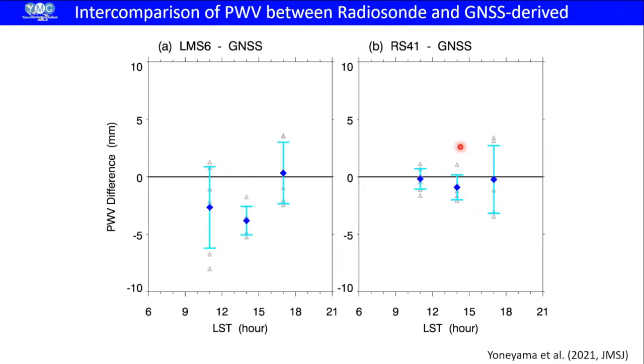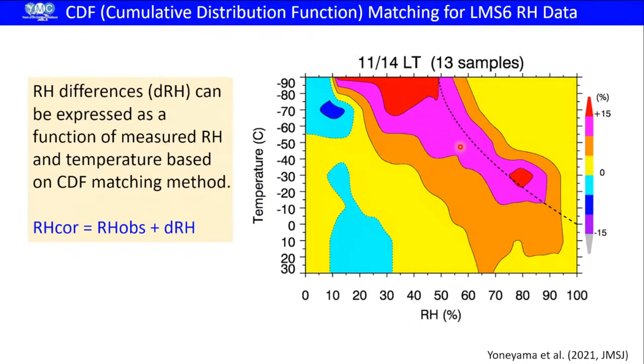Okay. Then I will not talk about it much, but we can adjust the Lockheed Martin data to the bisexual using a cumulative distribution function matching method. Anyway, we can obtain the correction value for Lockheed Martin data, which adjusts to the bisexual later sound. We made a lookup table like this one.